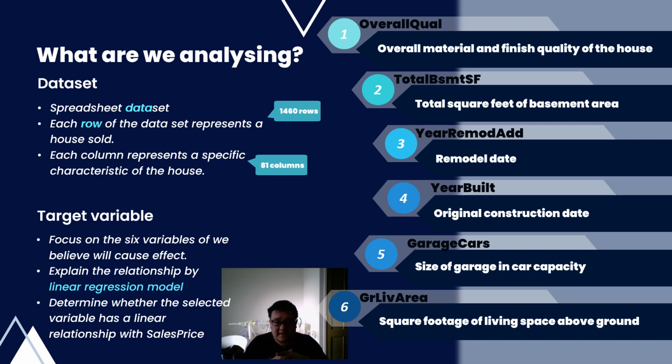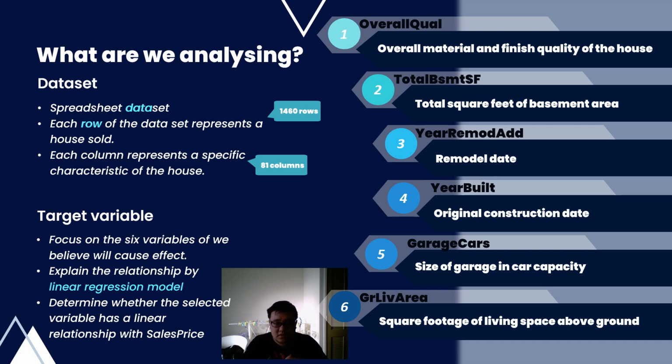The data set is presented in the form of a spreadsheet. We got 1,416 rows and 81 columns. Each row of the data set represents a house sold, and each column represents a specific characteristic of the house. Then, when you think about target variables, we're going to focus on the 6 variables on the right side, and we believe all the variables will cause an effect on the sales price.